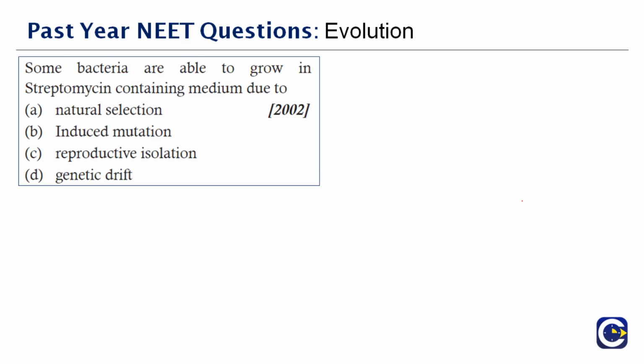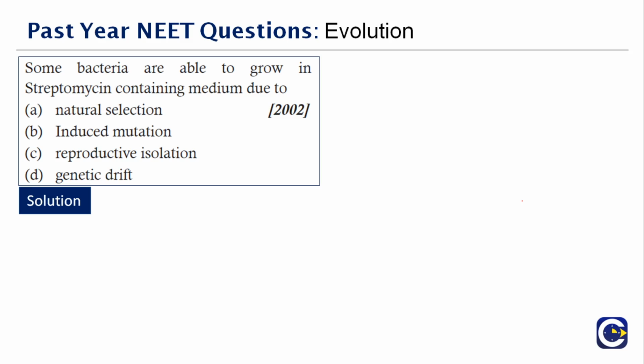Next question. Some bacteria are able to grow in streptomycin containing medium due to dash. Very easy question again, because this is also something that we saw in the earlier part of this chapter. One thing to be noted here is, what is streptomycin? It's an antibiotic, right? Prevention of mating between two natural populations of the same or different species due to the presence of barriers to interbreeding is called reproductive isolation. While genetic drift, we just now saw, is a random change in the allele number and the frequency in the gene pool. That's how we saw in the earlier question.